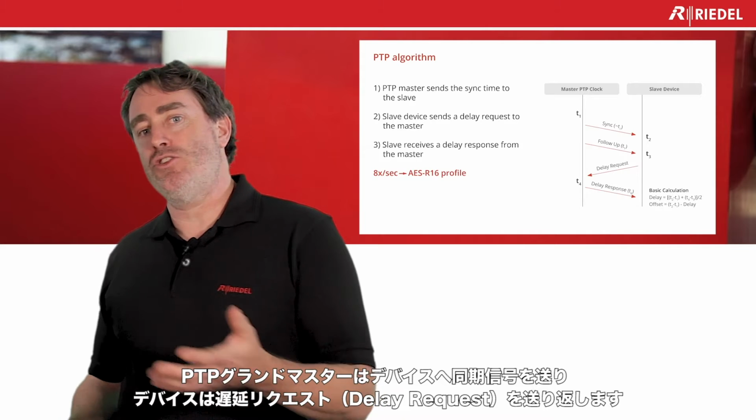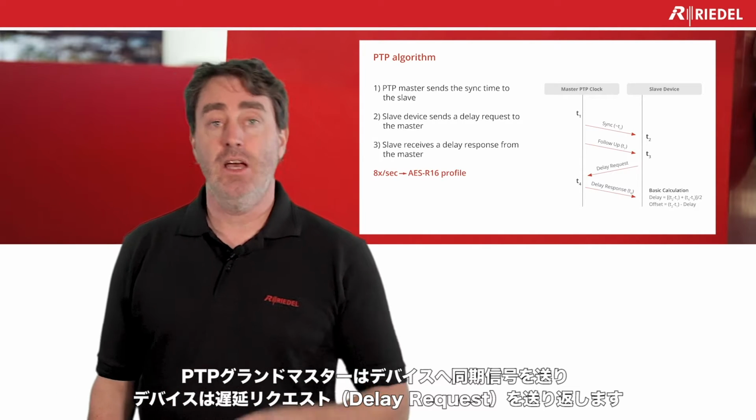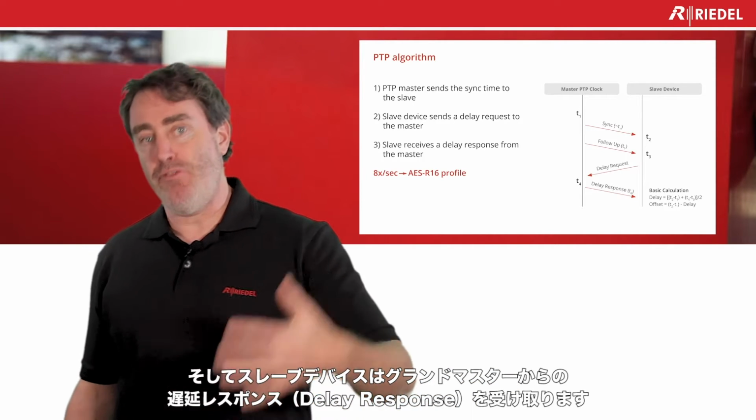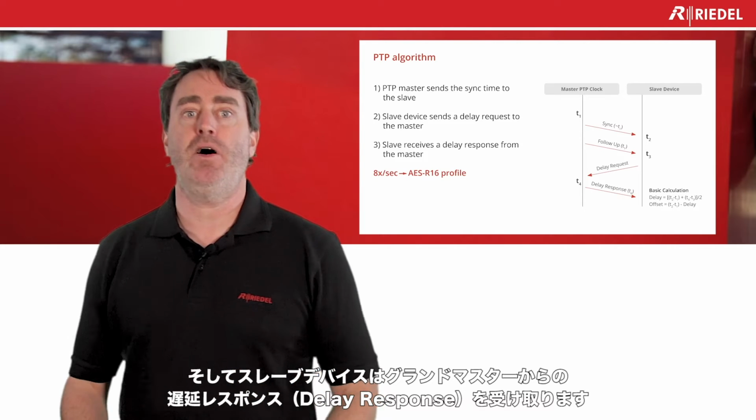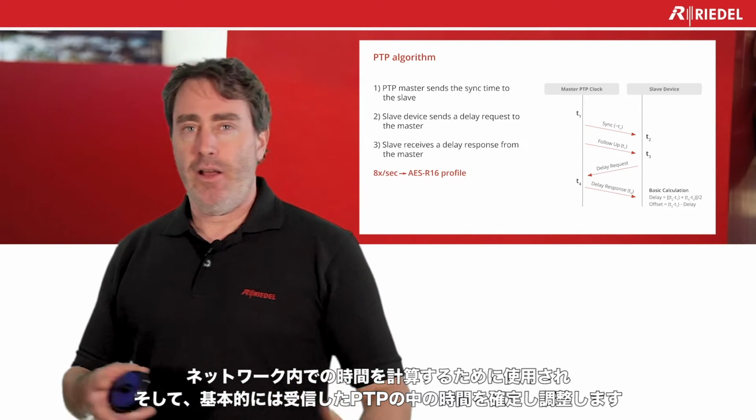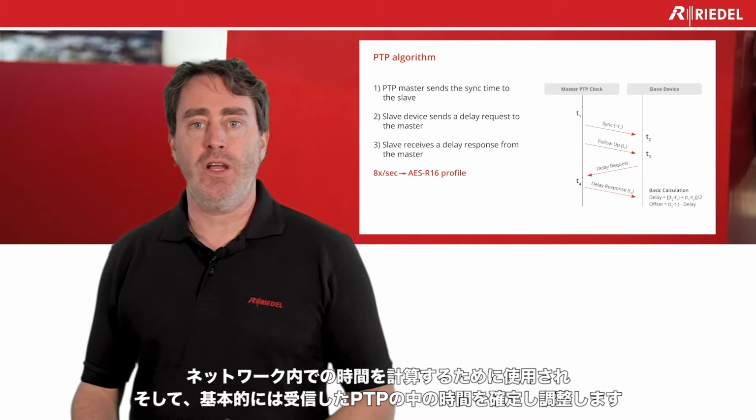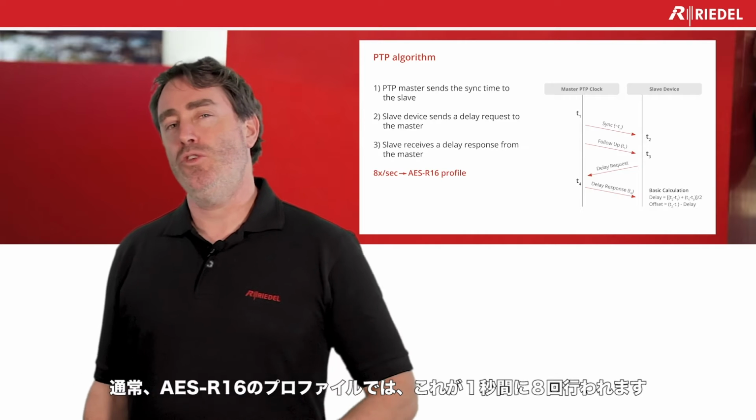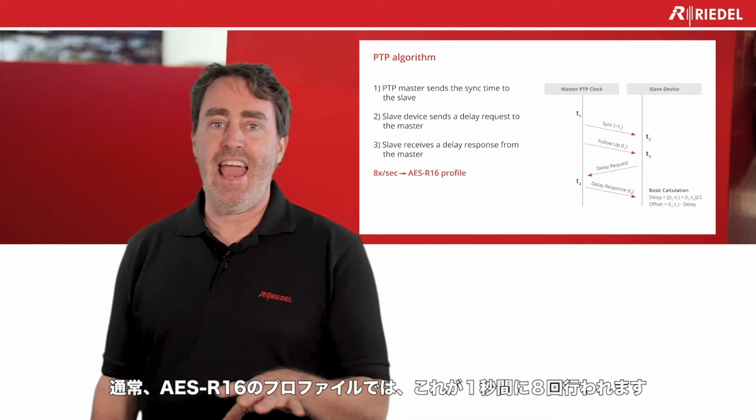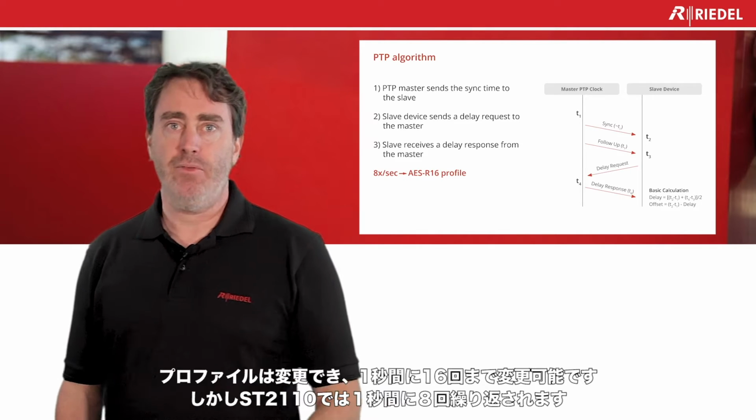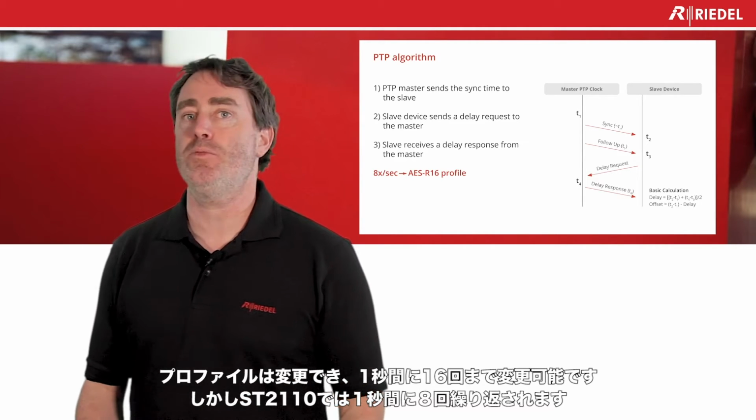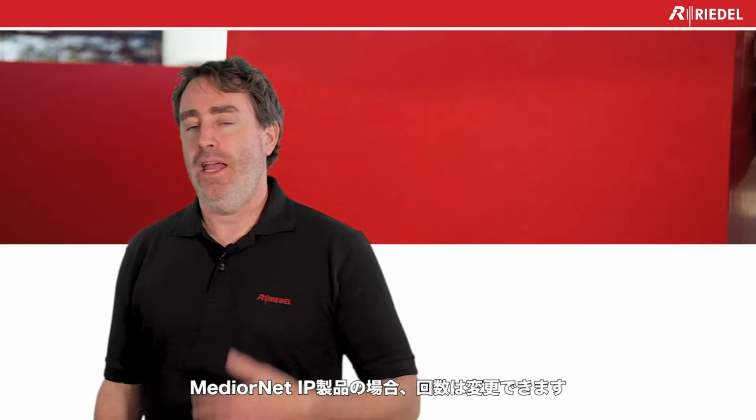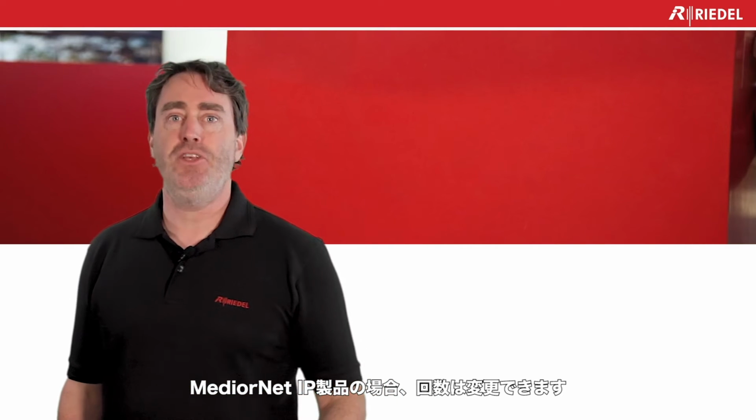So then when the grandmaster is selected, the grandmaster will start exchanging with the device. The PTP grandmaster will send the sync signal to the device. The device will come back and send a delay request, and then the slave device will receive a delay response from the grandmaster. So it's used to calculate the time in the network and basically adjust the time inside from the PTP received. Usually it's done 8 times per second in the AES R16 profile. Profile can change and you can go to 16 times per second, but in 2110 it's 8 times per second. In the case of the MeteorNet IP product, this can be changed.